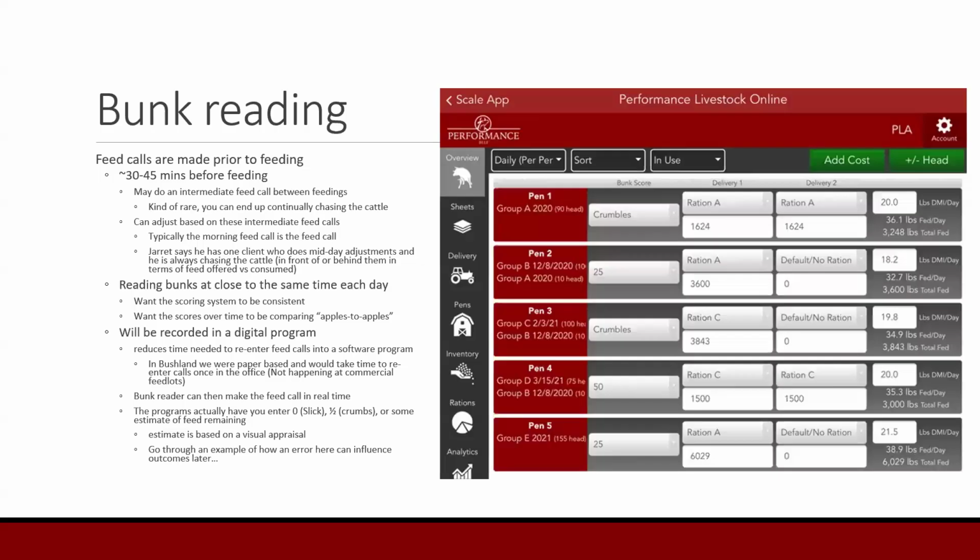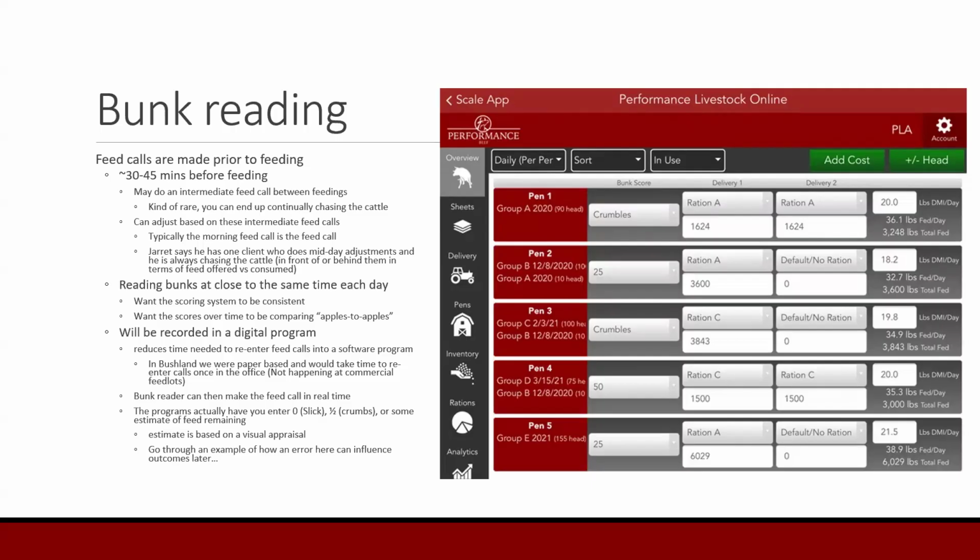Okay. Bunk reading. Feed calls are made prior to feeding. Typically, they will have that bunk reader drive around 30 to 45 minutes before feeding. They will be physically driving around. They'll start their first bunk while they start mixing the feed, okay? And then they try to keep 30 to 45 minutes ahead of the feed trucks, okay?